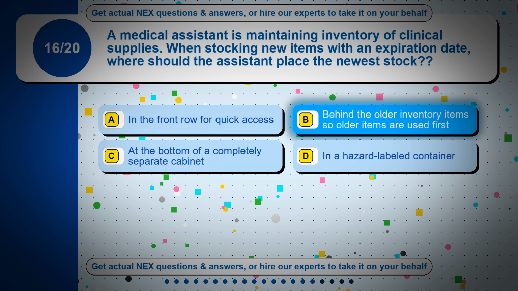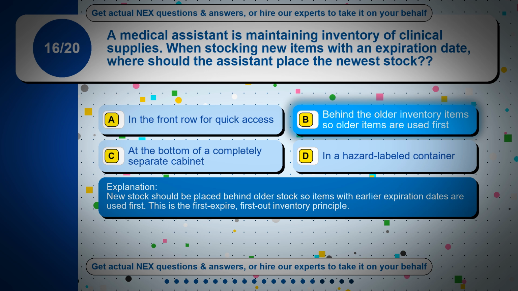The correct answer is option B. Behind the older inventory items so older items are used first. New stock should be placed behind older stock so items with earlier expiration dates are used first. This is the first expire, first out inventory principle.